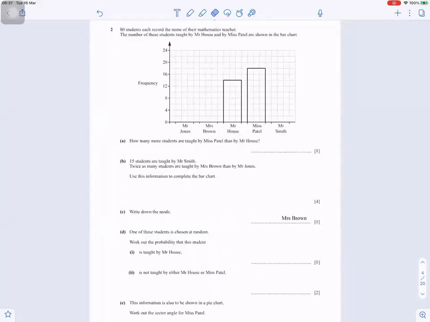Question number 2, and it goes from question 2A, B, C, D, and E. You can try it first, and then you can come back and check my answers.